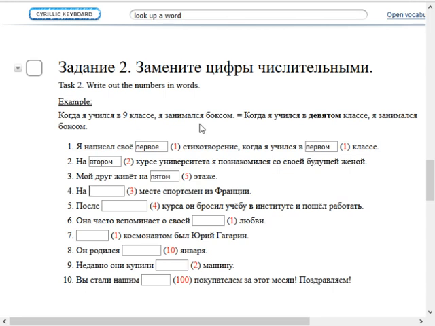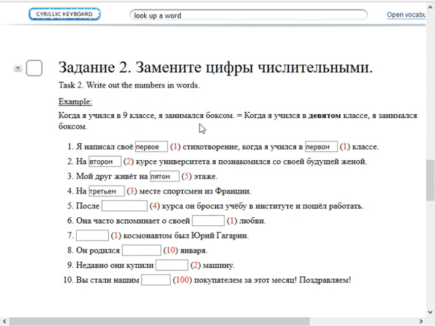На третьем месте спортсмен из Франции. So on the 3rd place, in the 3rd place is the sportsman or the athlete from France. Or an athlete from France. So на третьем месте.